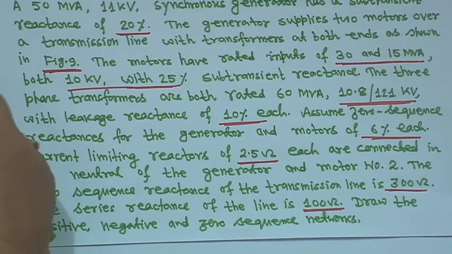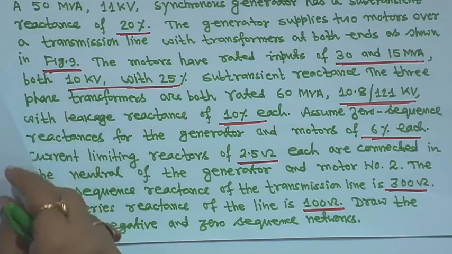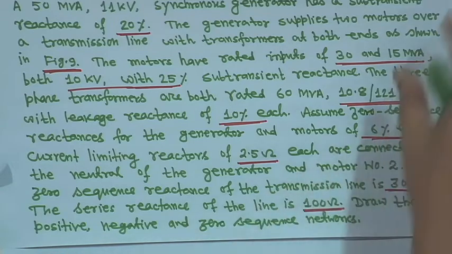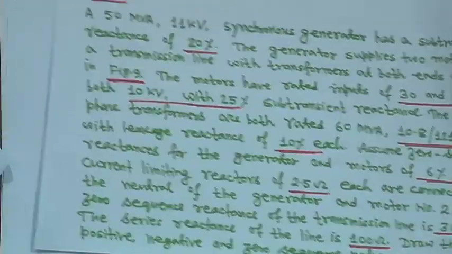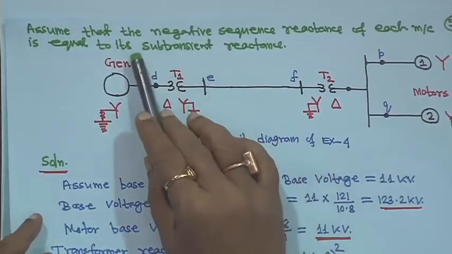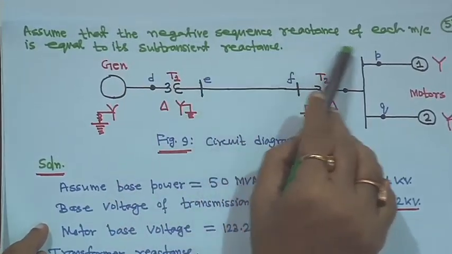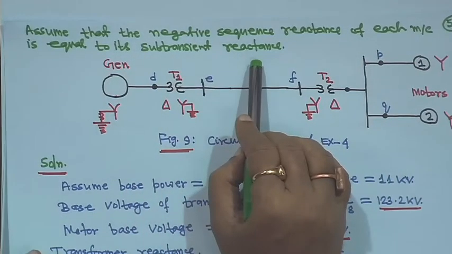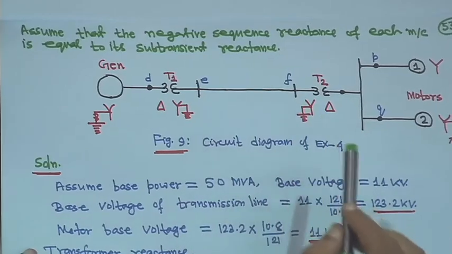Once you get all the parameters, positive and negative sequence is not at all a problem. The problem is the zero sequence, so you have to make it very carefully. This is actually some assumption: assume that the negative sequence reactance of each machine is equal to its half transient reactance, that is also given. So, this is the diagram.